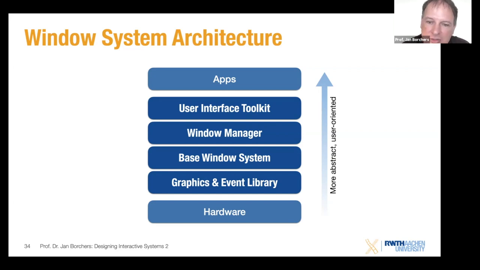But we will use this still to see where these functions fall and how these Windows systems have resolved it. To put it simply, from the hardware, we have a graphics event library that processes incoming events, that passes them to a base Windows system, which then takes these events and puts them into the right application. Then the window manager gives the user a way to move windows around on the screen, to minimize them, to maximize them, to close and launch applications. And the user interface toolkit is then what an application uses to create its own buttons, menus, scroll bars, etc.